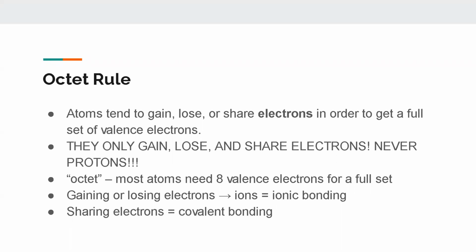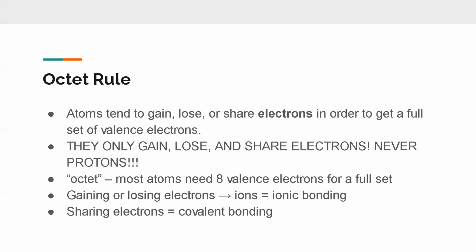Also, I'm going to introduce you guys to the octet rule. It's pretty basic, but atoms tend to gain, lose, or share electrons in order to get a full set of valence electrons, which means 8 valence electrons. They only gain, share, and lose electrons, never protons. Again, only electrons participate in this bonding. So to obtain a full set of valence electrons, or an octet, most atoms need 8 valence electrons, because 8 is like oct, so octet.